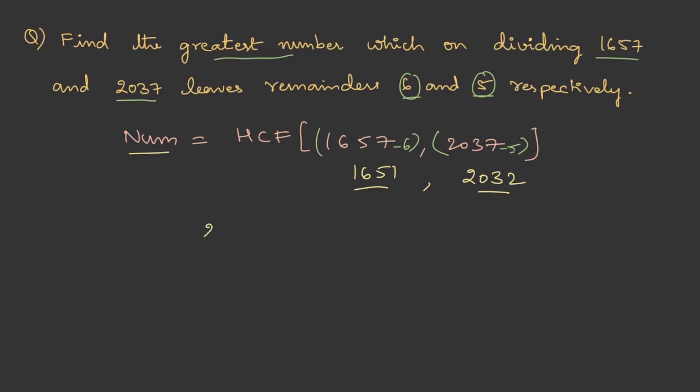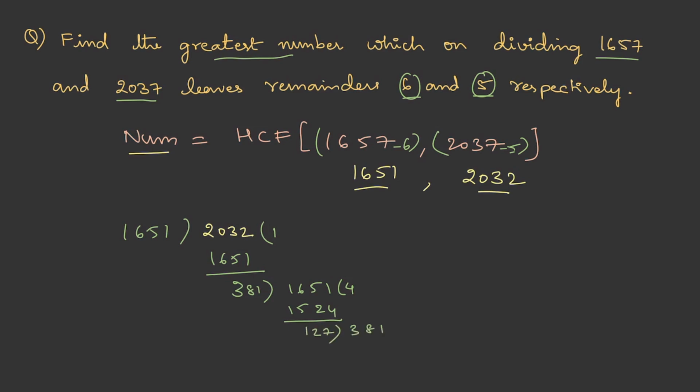In this the highest number is 2032. Let me divide this with 1651. 1651 into 1 is 1651, remainder 381. Now take the 1651 over here and divide by 381, 4 times is 1524. This gives the remainder 127. Now divide 381 with 127. That is 3 times 381 and the remainder is 0. Therefore, this 127 is the HCF for these two numbers. That itself is the answer.